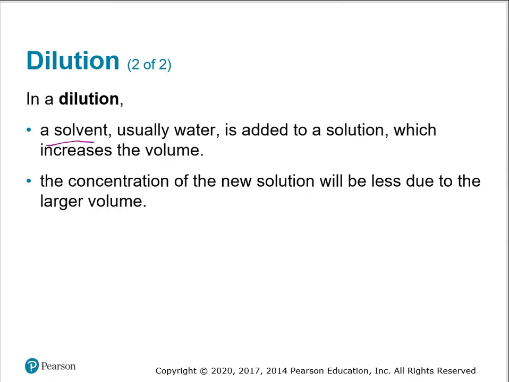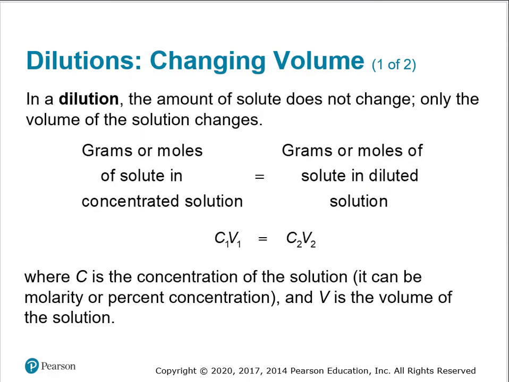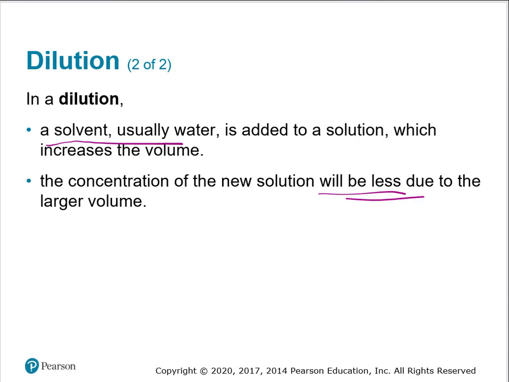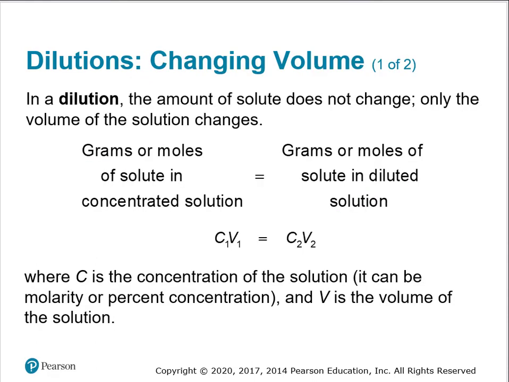In a dilution, a solvent, again usually water, is added to a solution so the volume increases. The concentration of the new solution will be less than the original due to the larger volume. It would be like if I had a very concentrated Kool-Aid solution and it was so potent, I added water to it, then it makes it drinkable. In a dilution, the amount of solute does not change. I'm not adding or taking away any of the substance that makes it what it is, but I'm only changing the volume. So the grams or moles of solute in the concentrated solution is equal to the grams or moles of solute in the diluted solution.